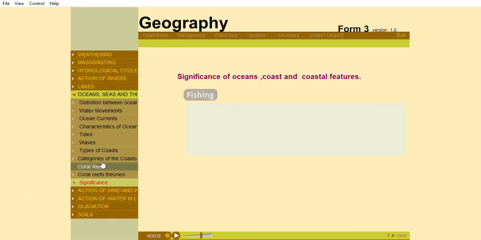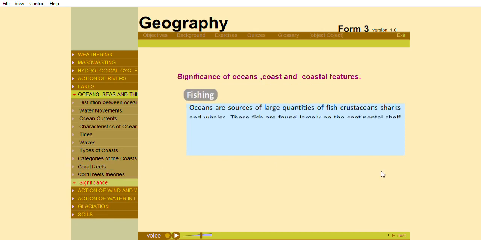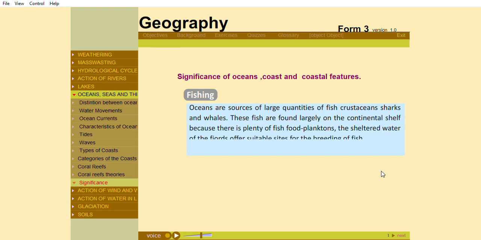The significance of oceans, coast, and coastal features. Fishing. Oceans are sources of large quantities of fish, crustaceans, sharks, and whales. These fish are found largely on the continental shelf because there is plenty of fish food, planktons. The sheltered water of the fjords offers suitable sites for the breeding of fish.